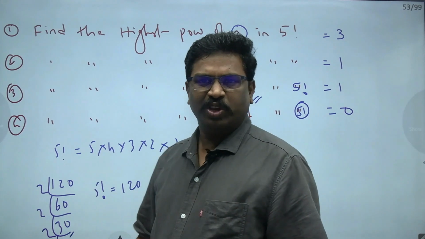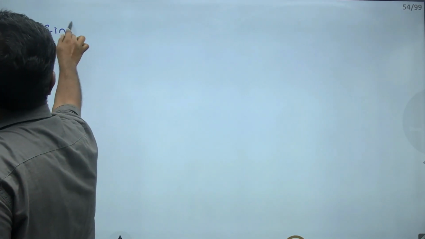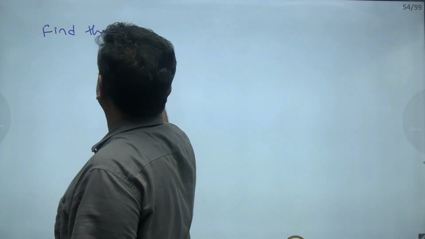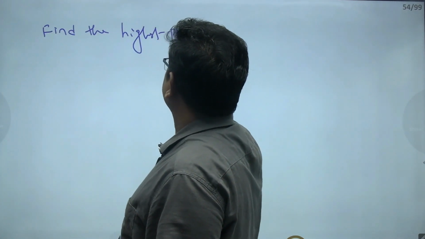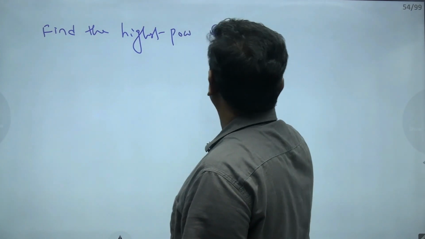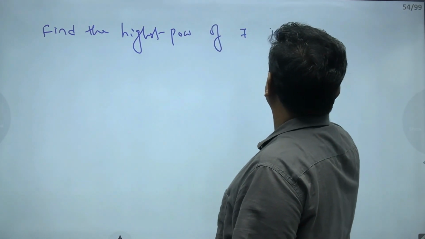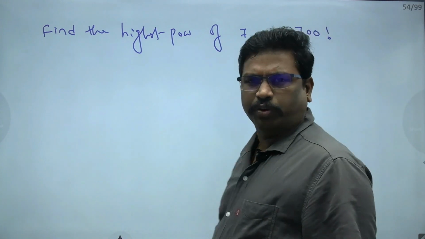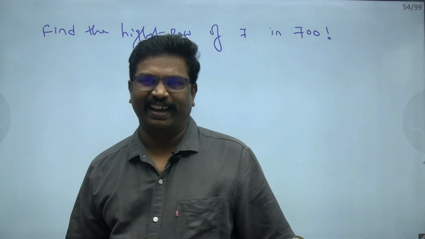Come on, speak. If I ask the question now, look: find the highest power of 7 in 700 factorial. Come on, do it.